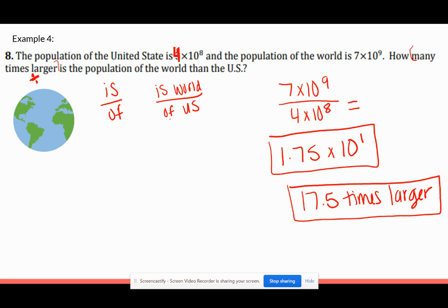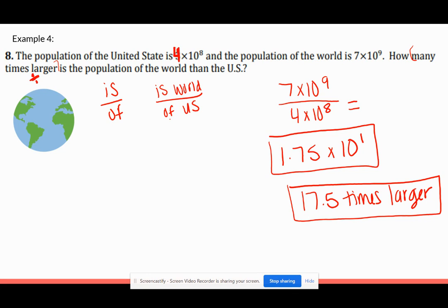So you would just say 17.5 times larger, depending on if they want it in scientific notation, standard form, or maybe they want both. So common things, 9 times out of 10, it's going to be a division problem because you're going to see the words how many times larger or how many times greater. Remember, when it's division, you do is on top and then the of on the bottom. So they might try to trick you just like they did in this one with the US coming first, but the US had to be on the bottom.